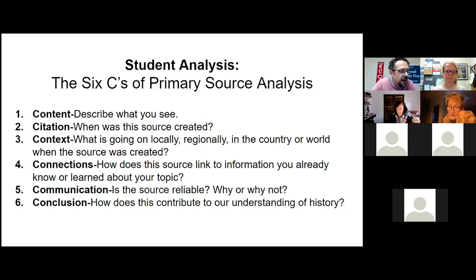You want to be specific, like: is it in color? Is it black and white? What exactly is it? If it's a letter, is it scribbled or neatly written? That might give you some indication. If it's an audio clip, is there background noise, which might tell you what's going on in the background? The inflection in people's voices during an interview or recording might indicate sarcasm or anger. This will help you decide how to honestly analyze the source.